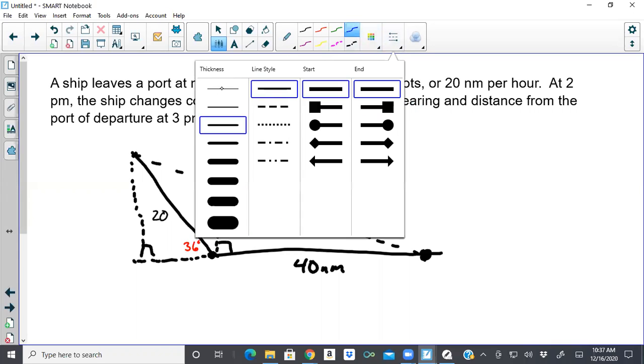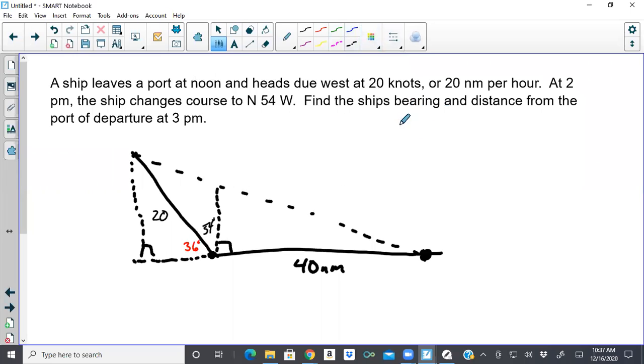I'll put what I'm being asked about in blue. I'm being asked about the ship's bearing, which basically means how big is this angle at that moment. If I can find how big that angle is, that tells me what the bearing is, because I can just draw my north-south line right here, and then it tells me the bearing. So that will give me the bearing. And then I need to figure out the distance between these two points. So I need to figure out those two distances.